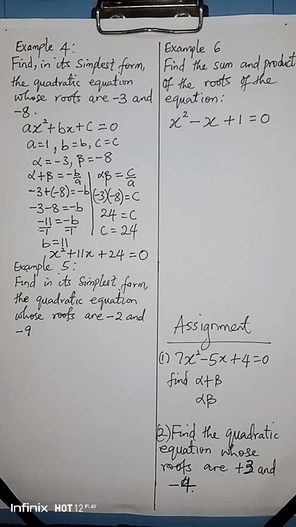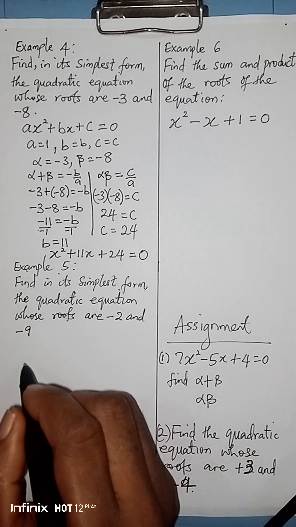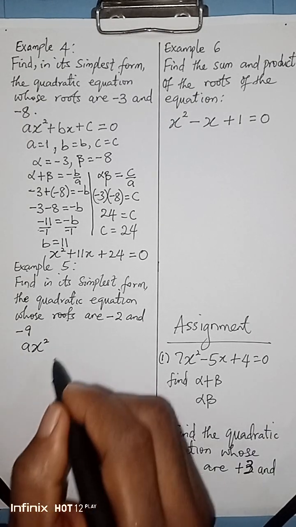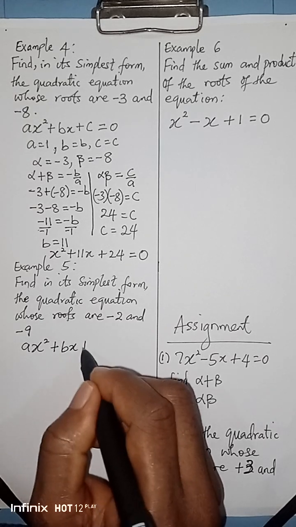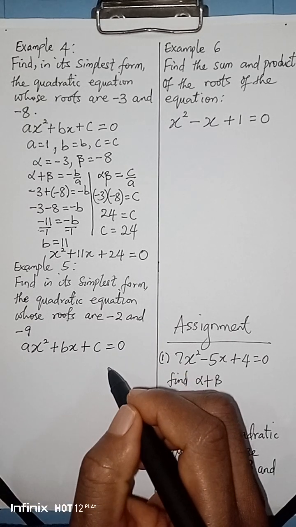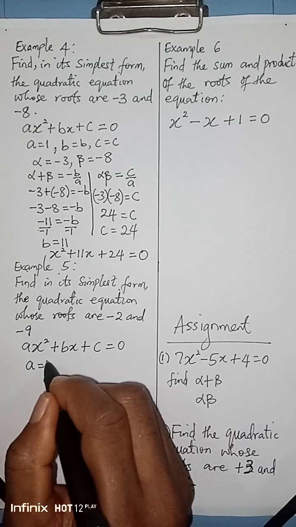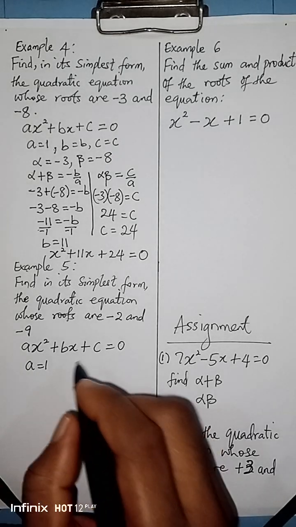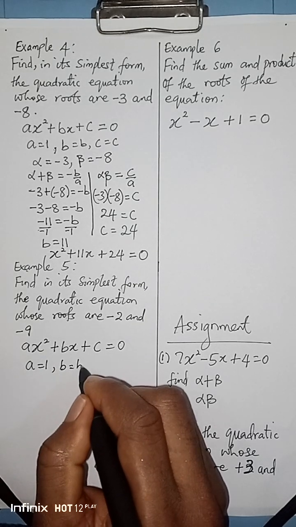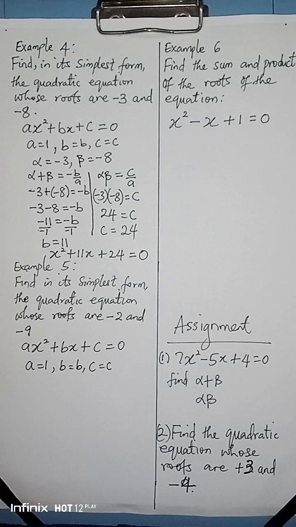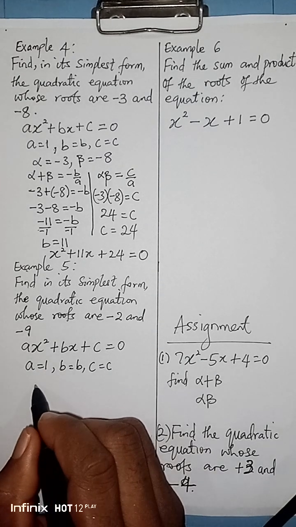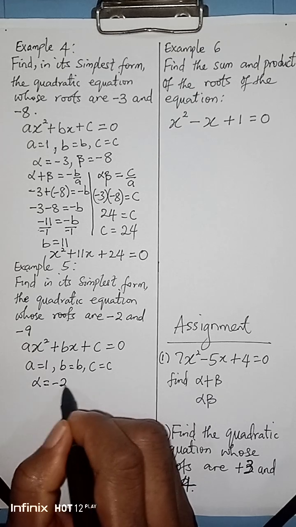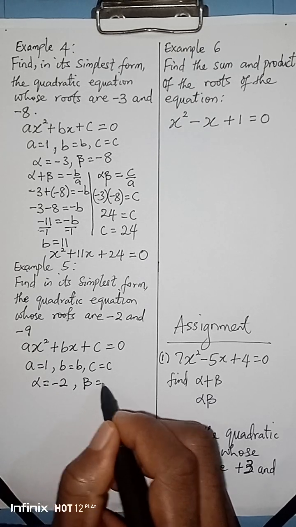Let's look at example 5. Find in its simplest form the quadratic equation whose roots are -2 and -9. The same procedure starts with the general form of a quadratic equation, ax squared plus bx plus c equal to 0. Here, a is 1, always 1 in its simplest form. But we don't know the value of b, so we're looking for b. C is c, we're looking for c. But now we're given the roots of the equation, so we know alpha as -2, and we also know beta as -9.